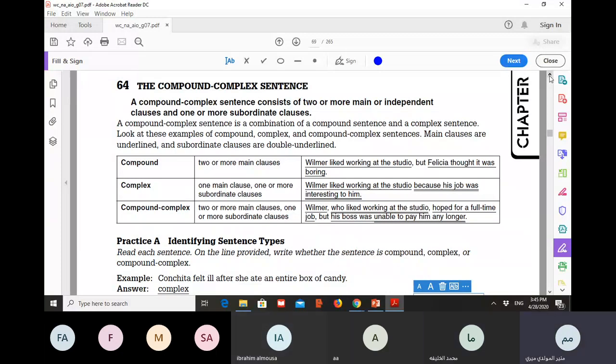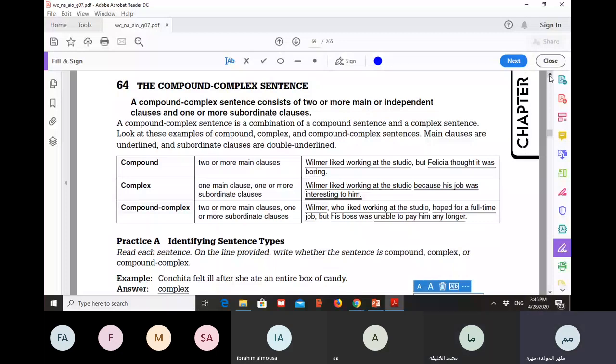So we said that, let's start with a simple sentence. The simple sentence is a main clause that can stand by itself and it gives meaning, and you cannot omit any part from it, because if you omit a part, the sentence becomes meaningless. This is the main clause, because it is a simple sentence. It has only one main clause.